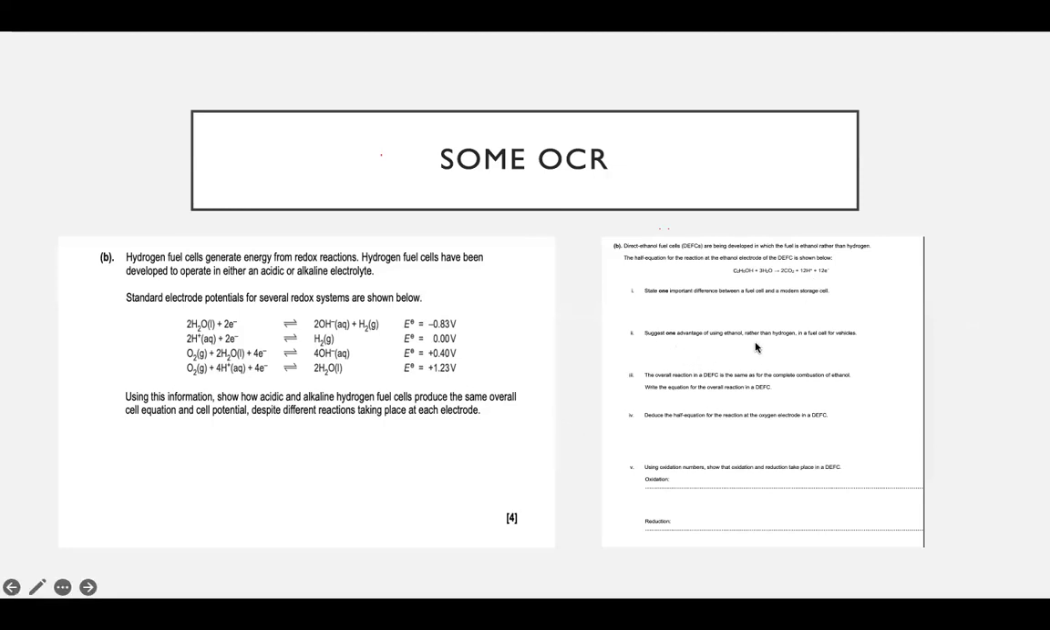Why is ethanol better than hydrogen? It's less flammable. So remember what I said, the disadvantages of using hydrogen are it's expensive, it's flammable, it's hard to store, etc. So this is just an organic chemistry question, which is what the reaction is when you combust ethanol.